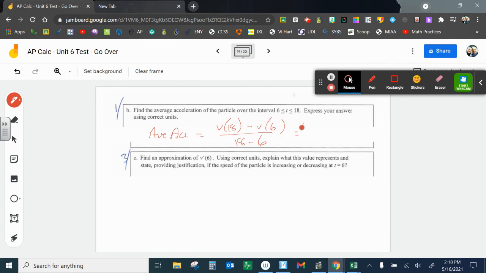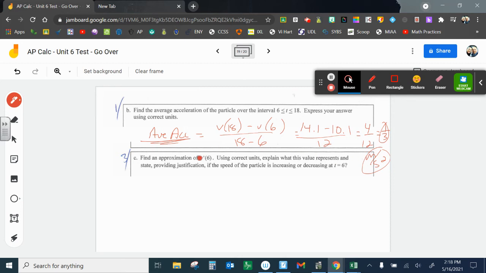I'm going to go back to my data tables and look at these points. 14.1 minus 10.1 all over 12. 4/12, which is 1/3. We'll just leave it as a fraction. 1/3, and it's acceleration. So I want meters per second squared. Okay, 1/3 meters per second squared. Good, and that was worth 1 point.